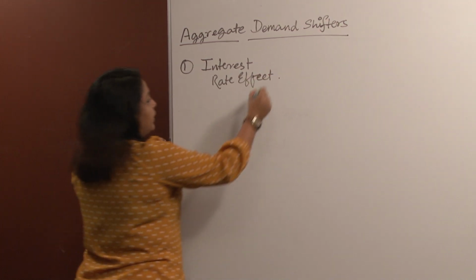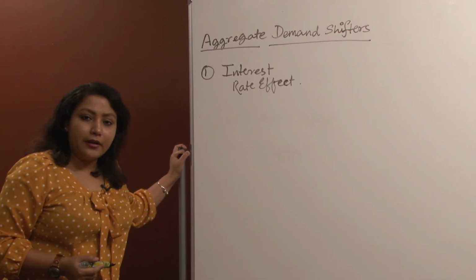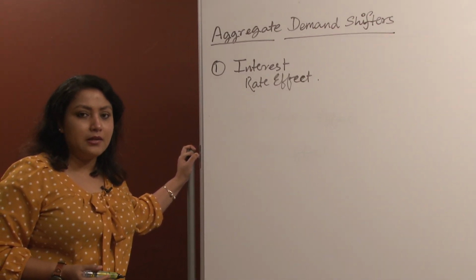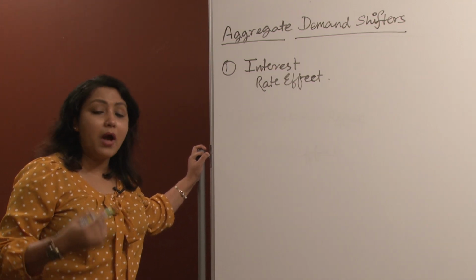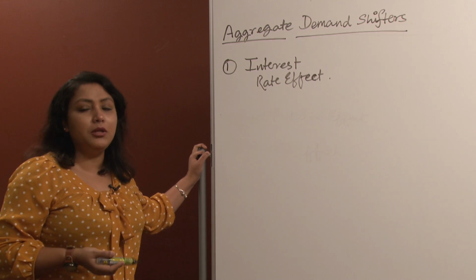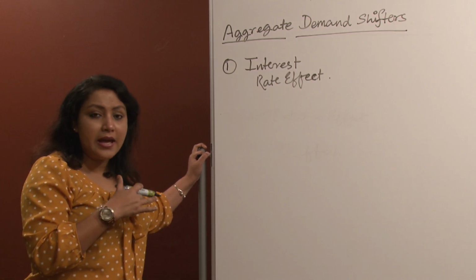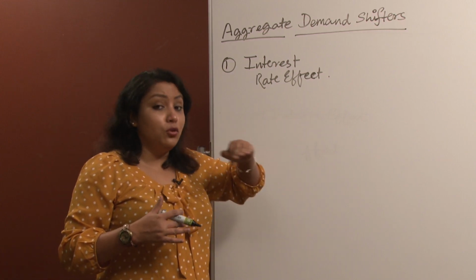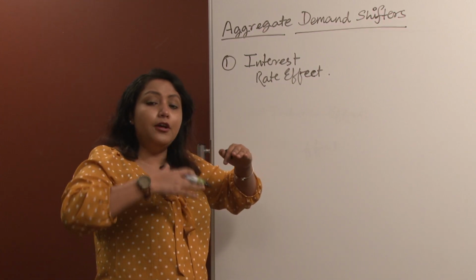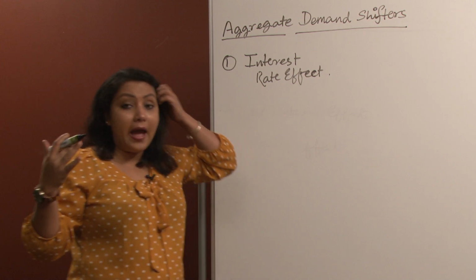Okay, the interest rate effect. What is the interest rate effect? The interest rate effect is saying what happens to aggregate demand if the rate of interest in the economy changes at the same price index. No change in the price index, so no inflation or deflation. If the rate of interest goes up or down, then what really happens to the aggregate demand?